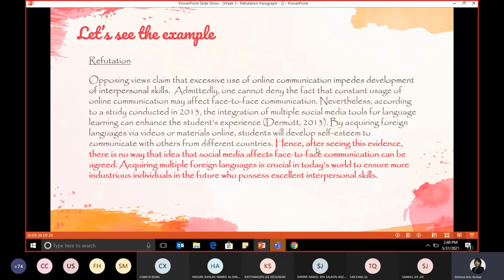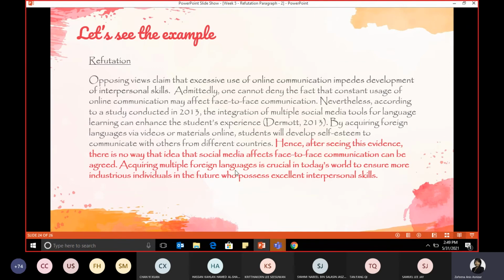So here, starting from hence. We have the first sentence to address. In the second sentence, I added some information related to the view from the opposition. And then the third sentence is my evidence that I believe online communication does not affect verbal skills. And then here I provide examples based on Mod 2013. A lot of people learn language through videos or materials online. Hence, after seeing this evidence, there's no way the idea that social media affects face-to-face communication can be agreed.